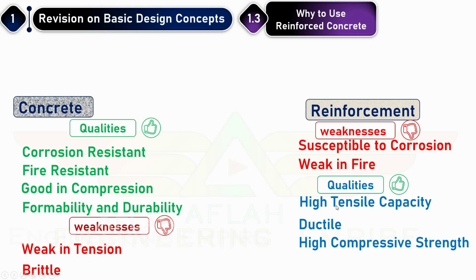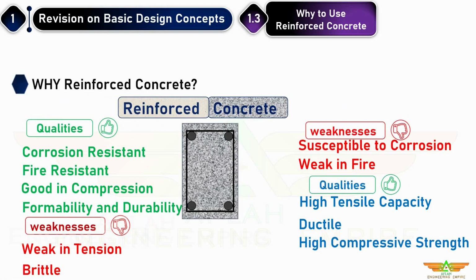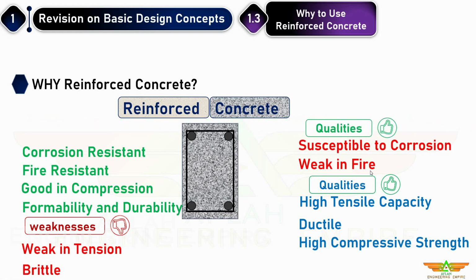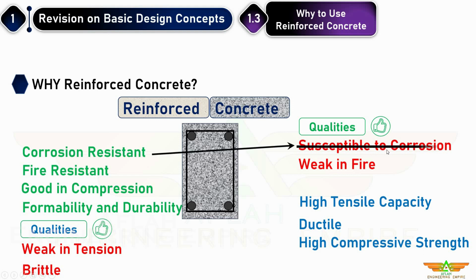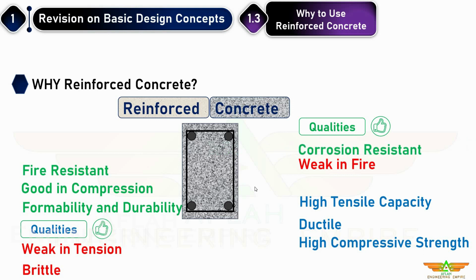Now when we add these two materials, reinforcement and concrete, we get reinforced concrete. We are expecting to eliminate the weaknesses of each material by the strength of the other material. For example, here the quality will eliminate the weakness, and the quality here will eliminate the weakness. What do you mean by that? For example, here we have corrosion resistant concrete, and the reinforcement is weak and susceptible to corrosion. So if we cover it with concrete, we are going to get a corrosion resistant structure.